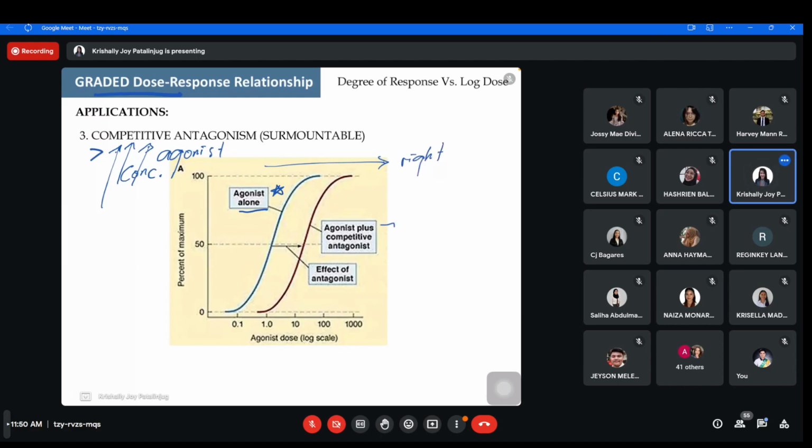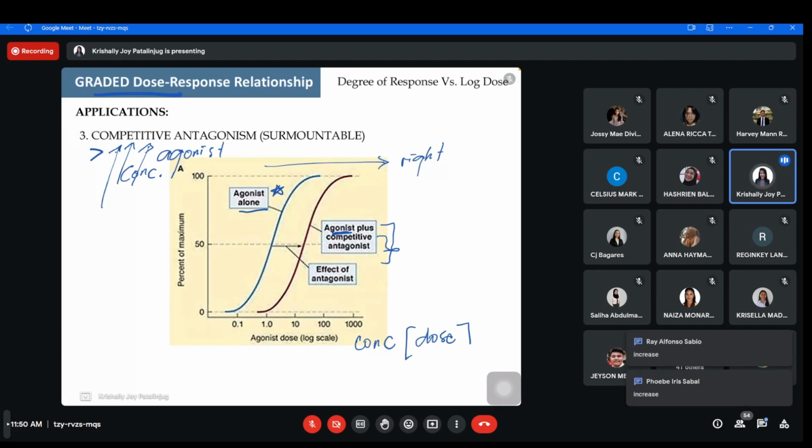Tingnan, when the agonist is combined with antagonist. When it is combined with antagonist, it shifted to the right. Meaning, sa nag-shift to the right, what happens to the dose? What happens to the dose of the drug if it shifted to the right? Increase or decrease? Okay, nag-increase. And that's the purpose, di ba? If competitive antagonism, we have to increase the dose of the agonist. Why? Para ma-overcome yung effect ng antagonist.